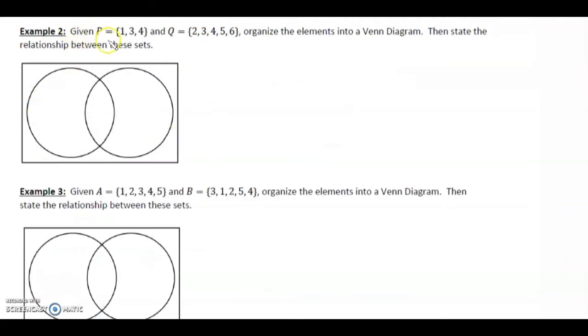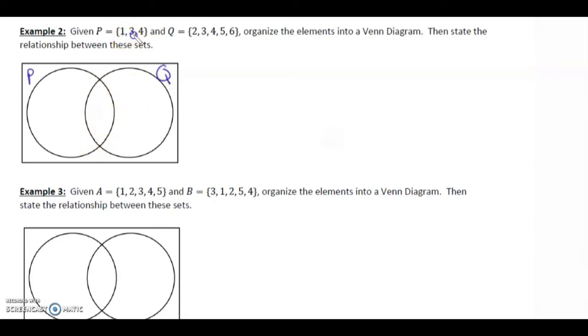Example 2, given P equals {1, 3, 4} and Q equals {2, 3, 4, 5, 6}, organize the elements into a Venn diagram, then state the relationship between these sets. So I'm going to name this one P and this one Q. First, we want to take a look at the overlap.